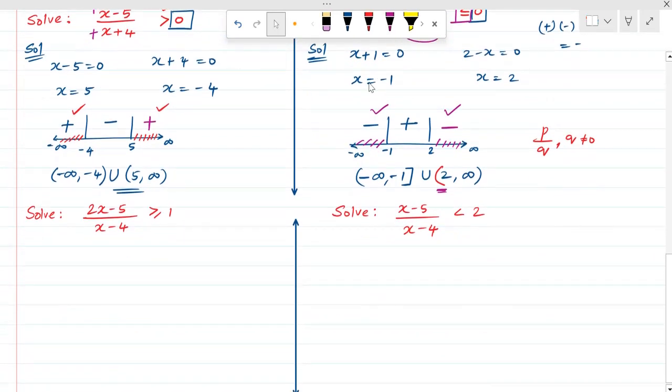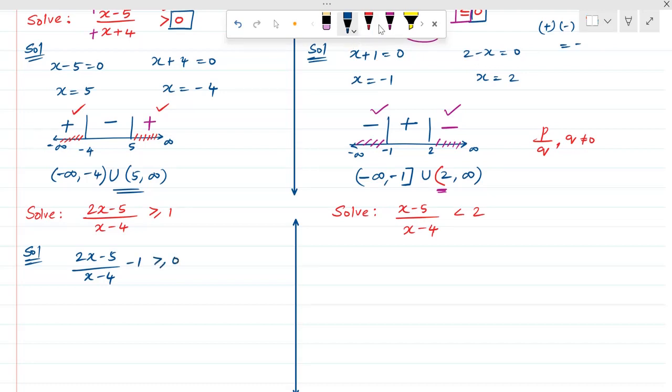Now we will have two more questions here. So which is not equal to 0, so I have to make it 0. How will you make this 0? 2x minus 5 over x minus 4. If you move the 1 here, it becomes minus 1, more than or equal to 0.